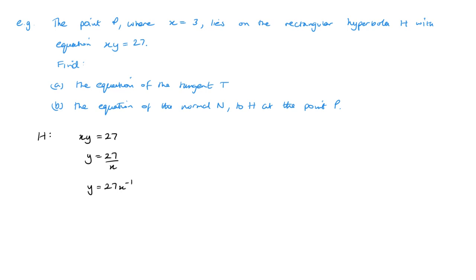Now I'm going to rearrange it so that I can differentiate it. Now, I'll just differentiate this first. So minus 1 comes down to give minus 27x to the minus 2, or minus 27 over x squared.